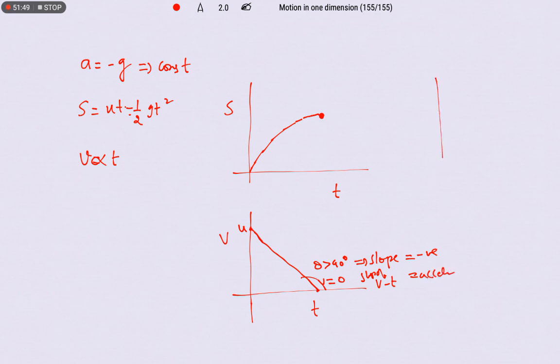Then what about the acceleration time graph? So the acceleration and time graph we are going to plot in the negative coordinate. So this will be constant. Okay, so this is about the graphs for a vertically projected upwards body.